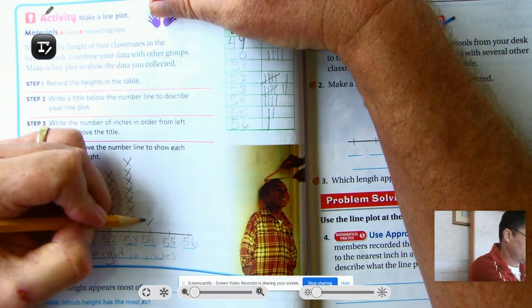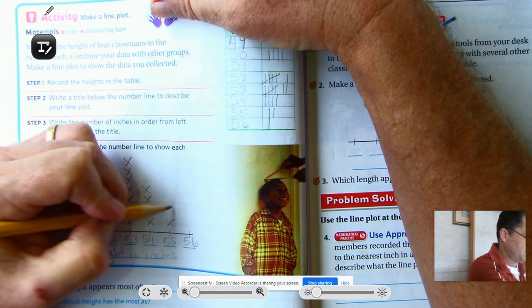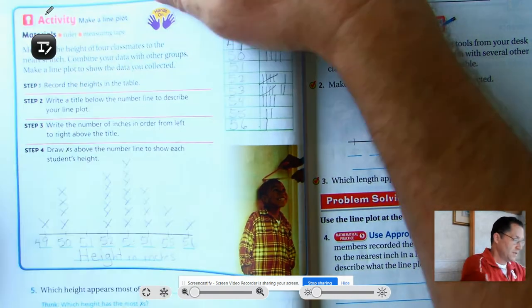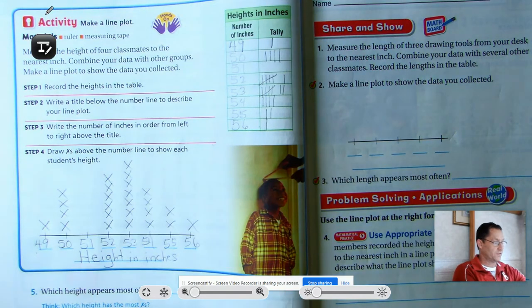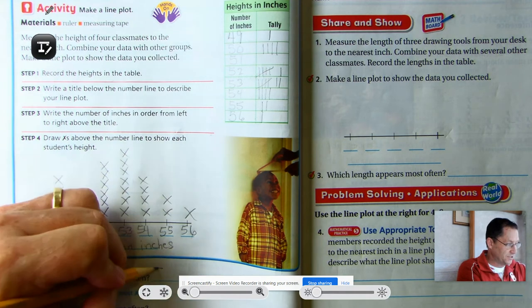54, 4. 55, 2. And 56 is 1. So which height appears the most? And we look at our line plot and we see 53 inches.